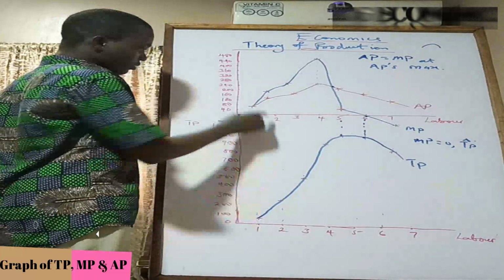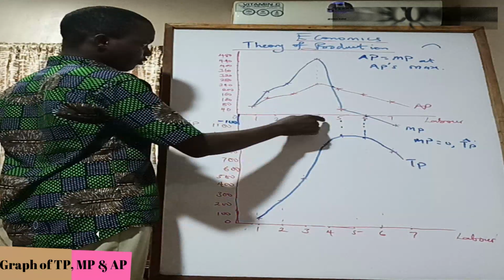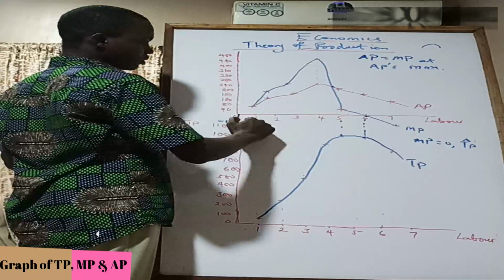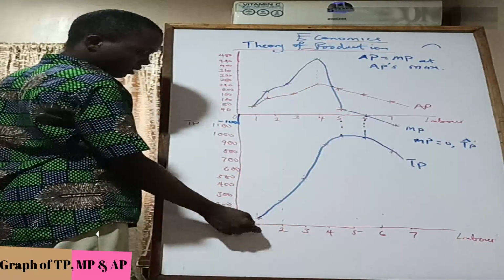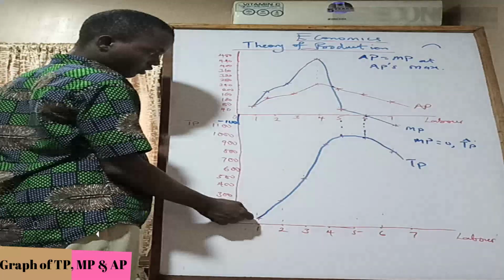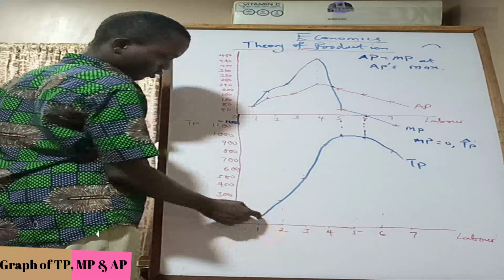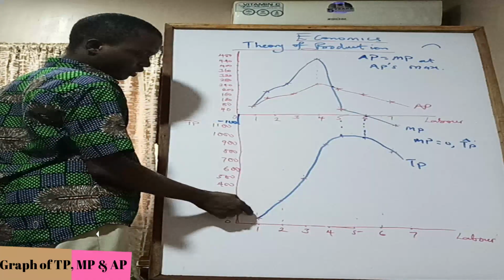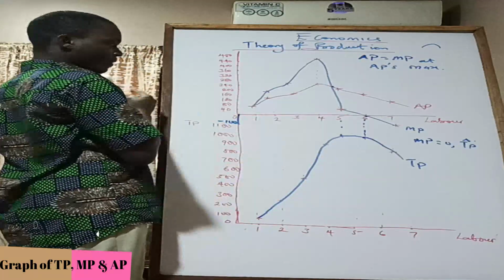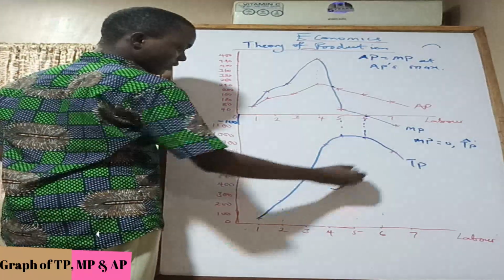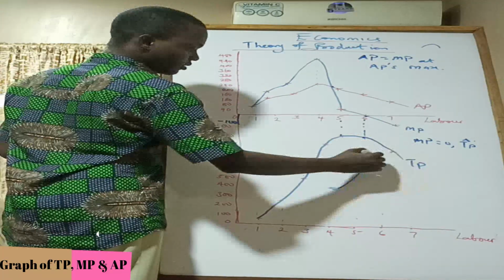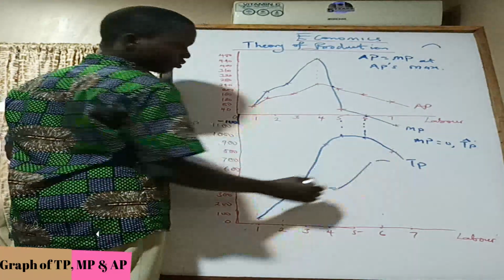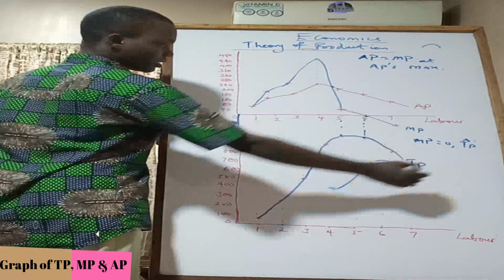Look at it. From 1 to 4, MP was rising. MP rose from the first to the fourth employee here. And look at the way TP was going from the first. This is 1, 2, 3, 4. This is the first employee. So this part is steep. But then when it was coming to the fifth one, it was becoming gentle. This one is steep. This one is gentle.